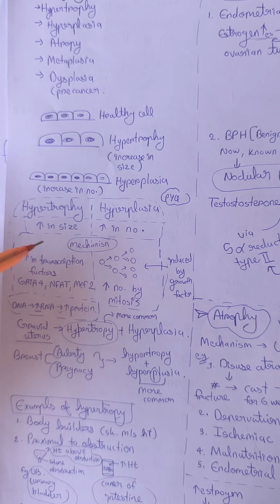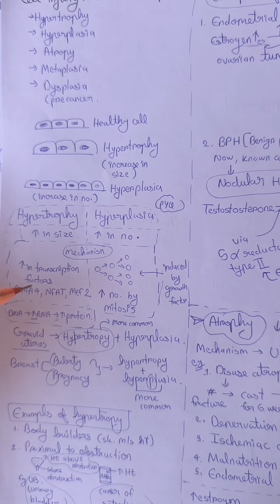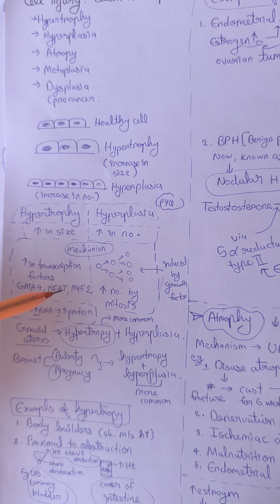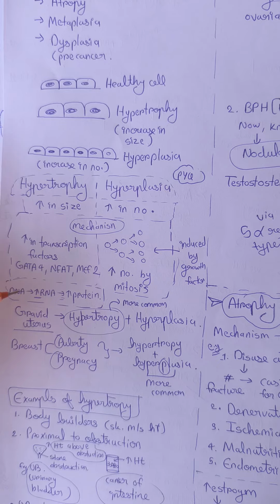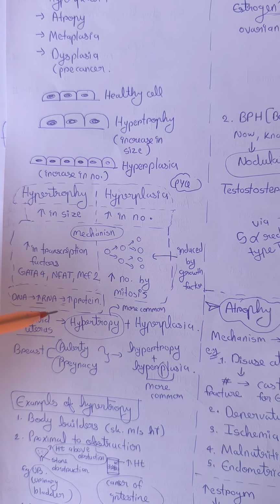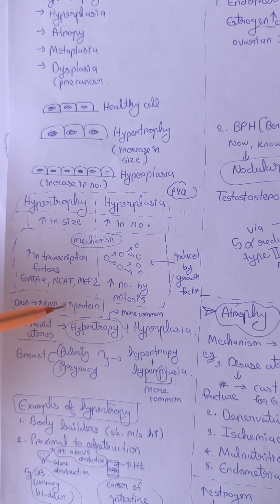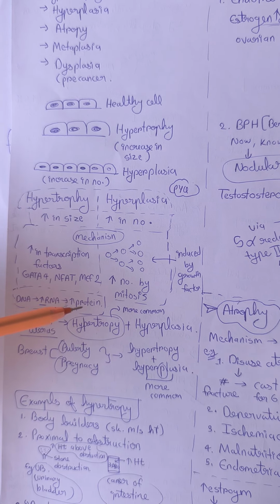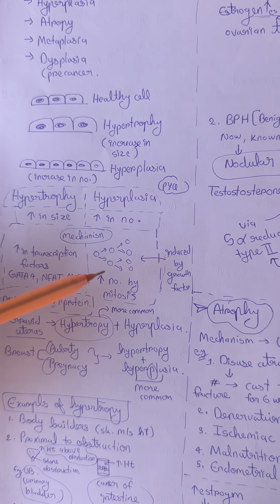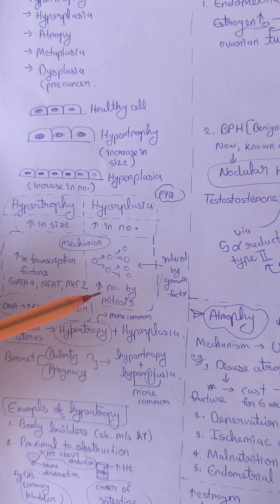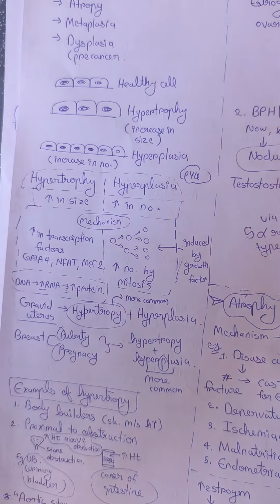Mechanism: increase in the transcription factors like GATA, NFAT and MEF2. There is increased transcription, which leads to more production of RNA, which further leads to increased translation, leading to increased protein production. Whereas in hyperplasia, there is an increase in the number of cells, which occurs by mitosis, which is induced by growth factors.